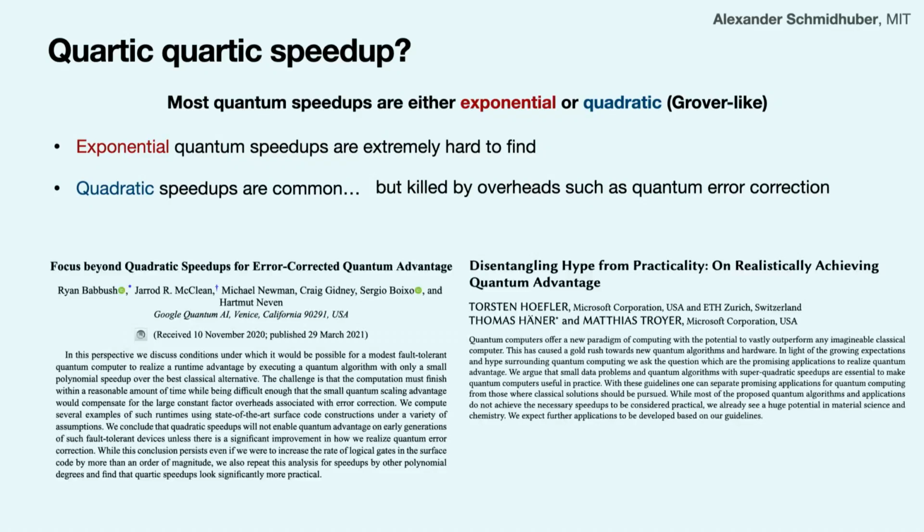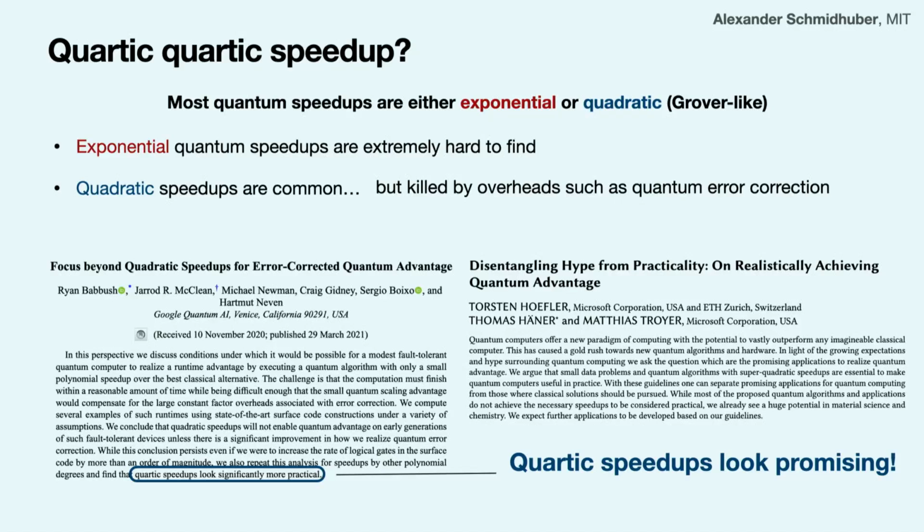And this is not just me saying this. This was established in several independent studies, for example, in this work by the Google group or in an independent one by the Microsoft group. They both find that one should really focus beyond quadratic speedups. However, interestingly, both of these papers also find that even if you move just slightly above quadratic, so you still have a polynomial quantum speedup but the degree of your polynomial is slightly bigger than 2, let's say cubic or quartic, then this already looks much more promising. In particular, this Google paper highlights even in the abstract that quartic speedups look much more practical already.